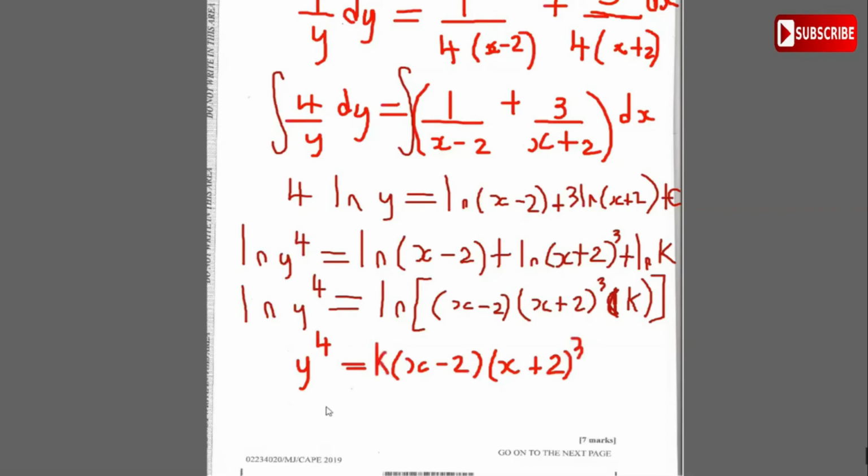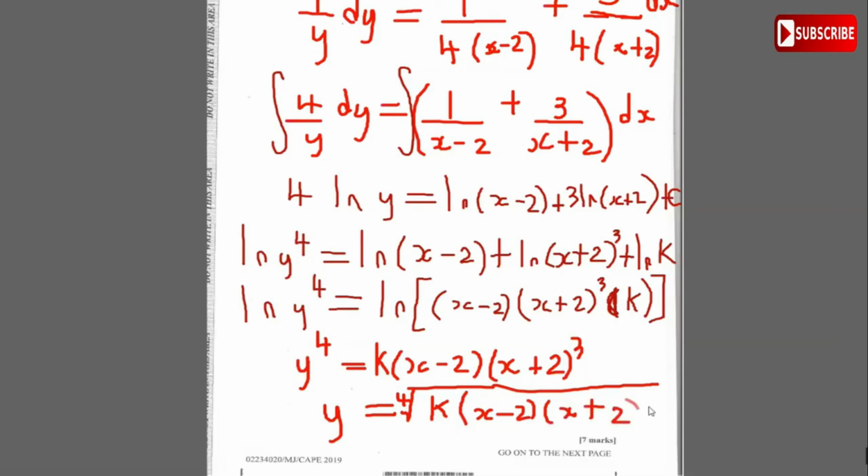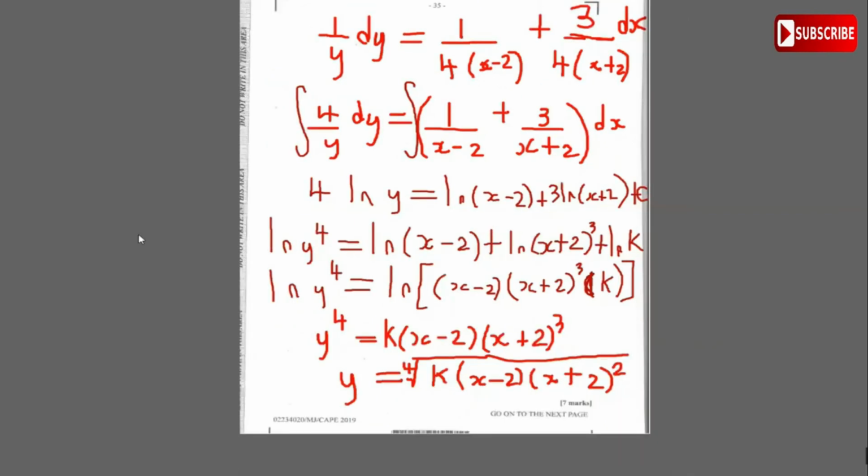So to find y, you just take the quart root. Taking the quart root, you're going to get y is equal to the quart root of, you put a 4 to show that it's a quart root, k times x minus 2 times x plus 2 all cubed. That's how you do this question, nice and easy and simple.